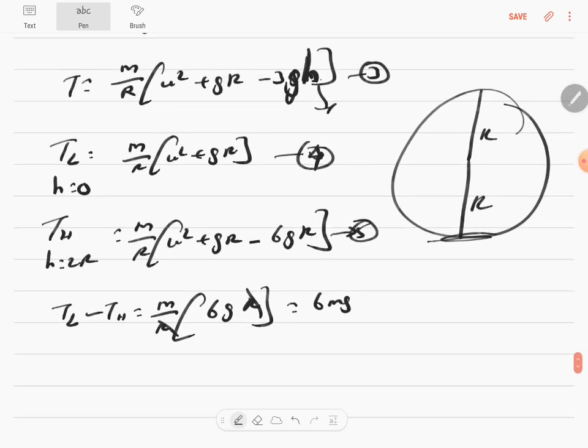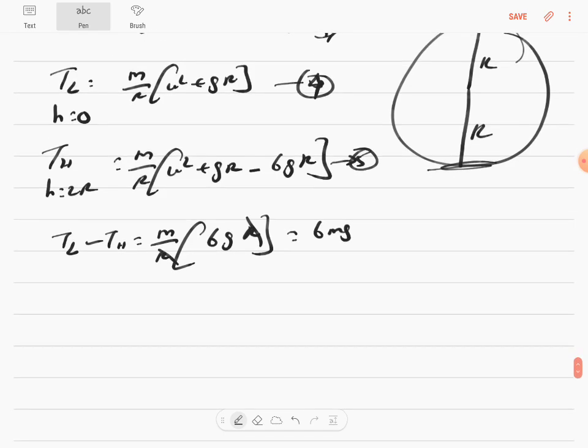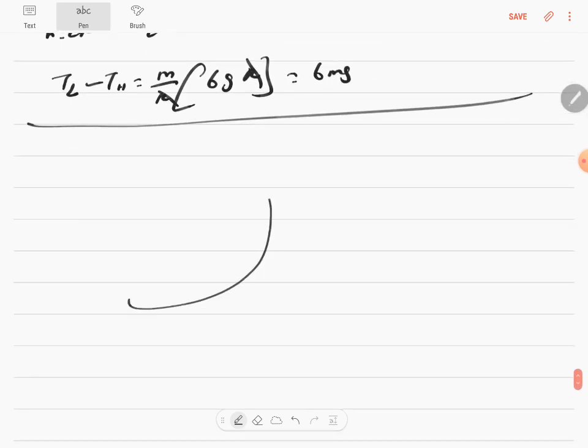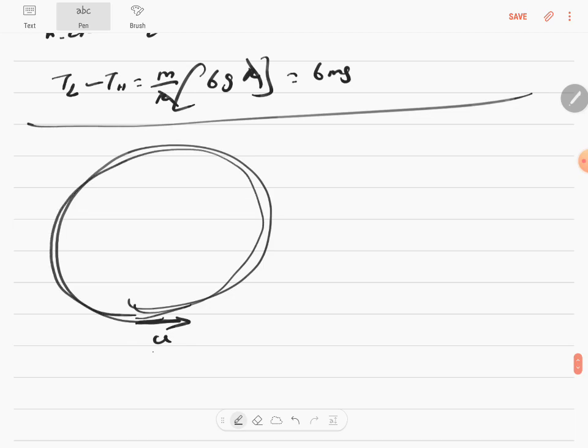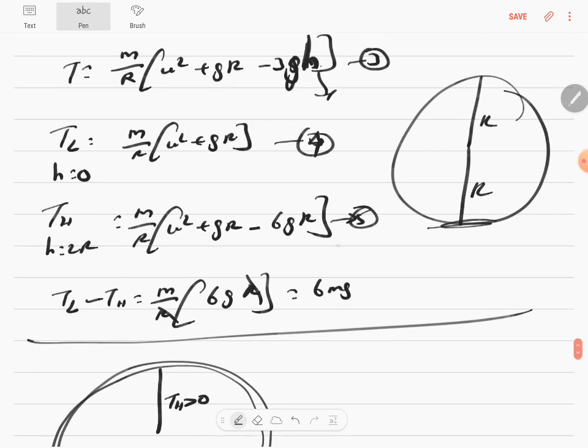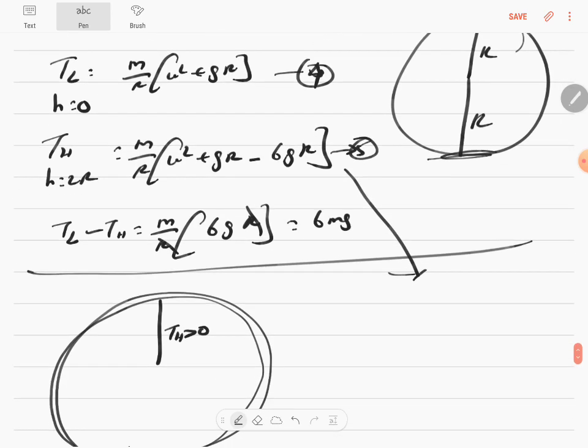Okay, then next is about if looping of the loop should occur. Looping of the loop means it has to go around. What is the velocity u that I have to give so that it will go around like this, for which the tension at the highermost point should be greater than 0. Tension at the highermost point formula is here. This is the tension at the highermost point, which has to be greater than 0.